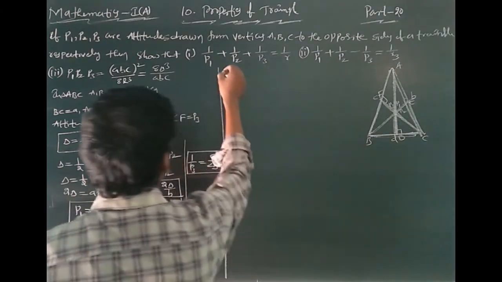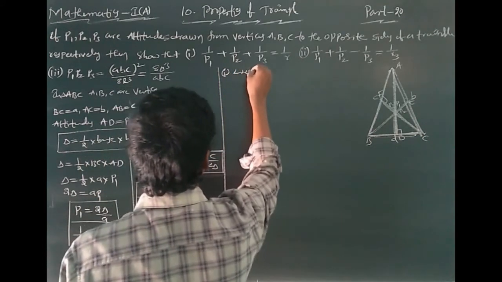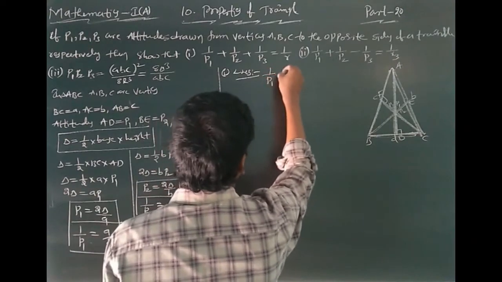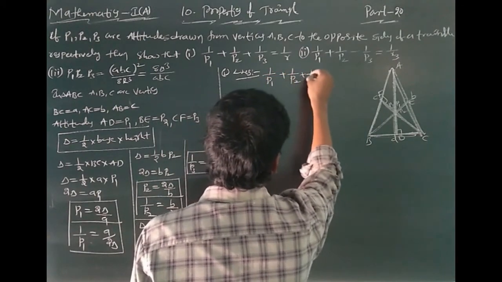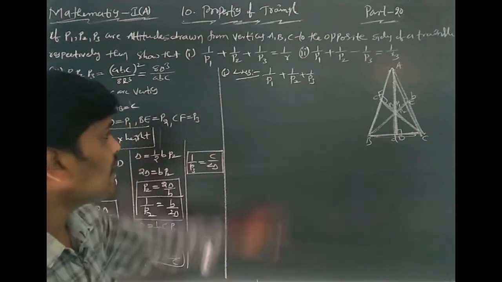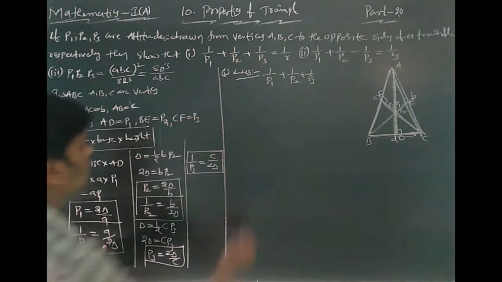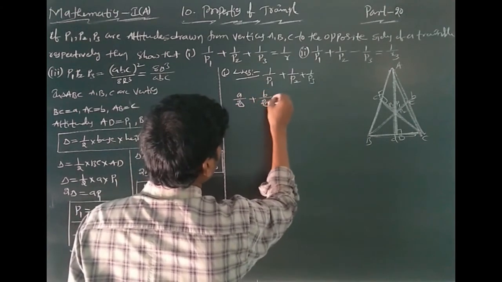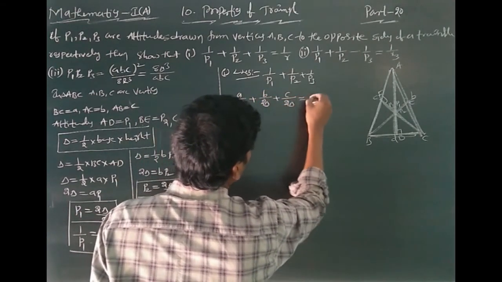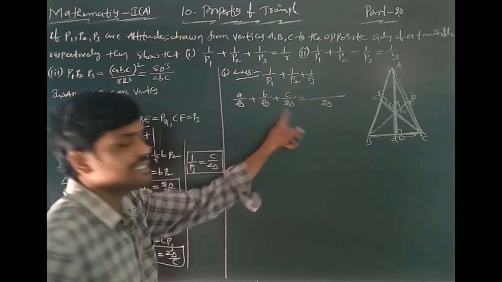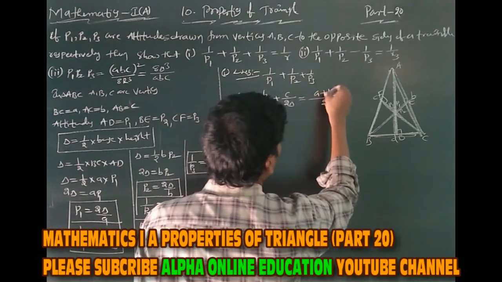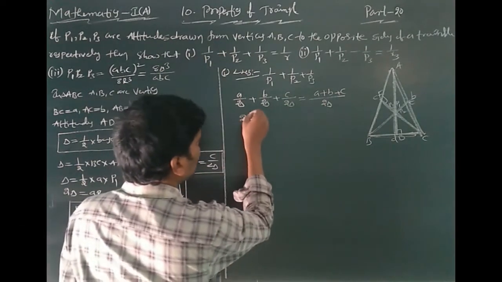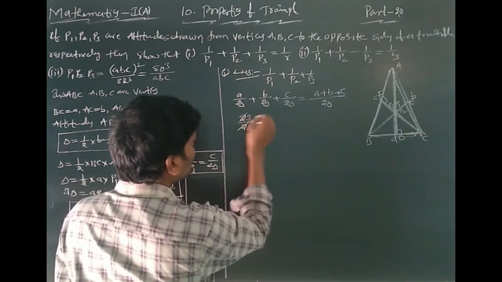After that, for the first problem you take the LHS part. What is the LHS part of the first problem? 1 by P1 plus 1 by P2 plus 1 by P3. 1 by P1 is a by 2 delta, plus 1 by P2 is b by 2 delta, plus 1 by P3 is c by 2 delta. You can write 2 delta as the common denominator, and a plus b plus c. What is the value of a plus b plus c? The perimeter of the triangle, 2s. So 2s by 2 delta, the 2 gets cancelled.